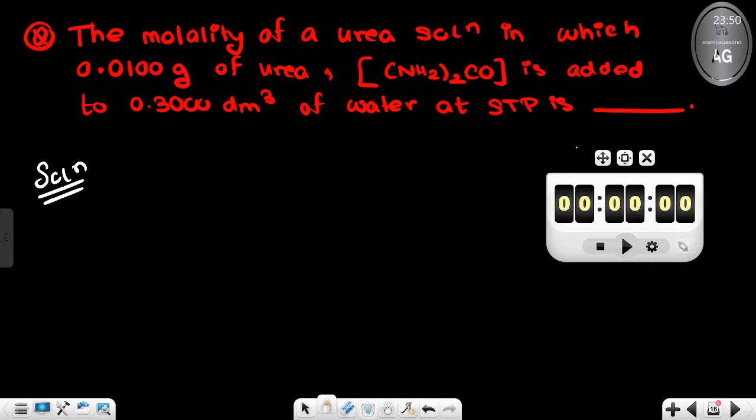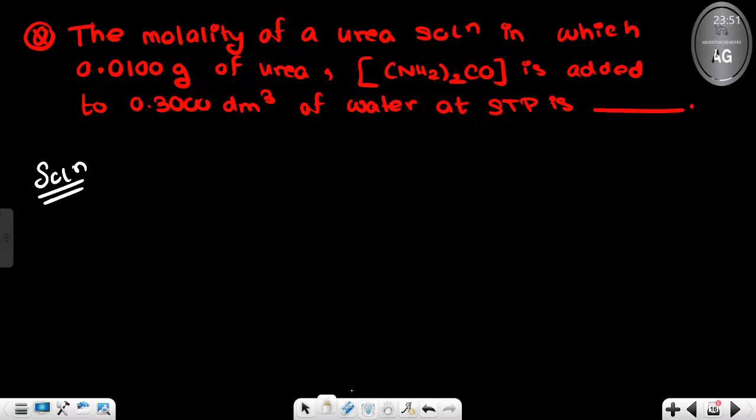Okay, time is up. Let's start the solution. Let's read the question. The question says: molality of urea solution in which 0.0100 gram of urea is added to 0.3000 gram cube of water. Fine, let us first write down what is asked. 0.001 gram of urea, meaning W_B is given to us, right? What is W_B? W_B is 0.0100 gram.